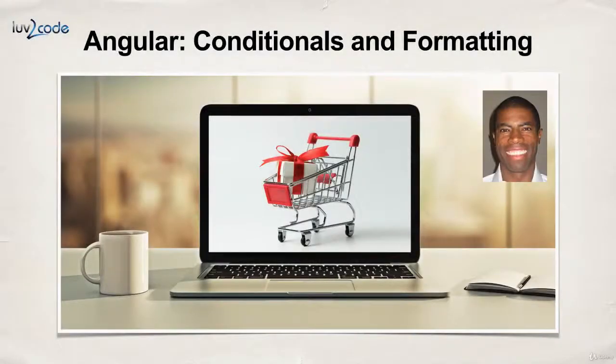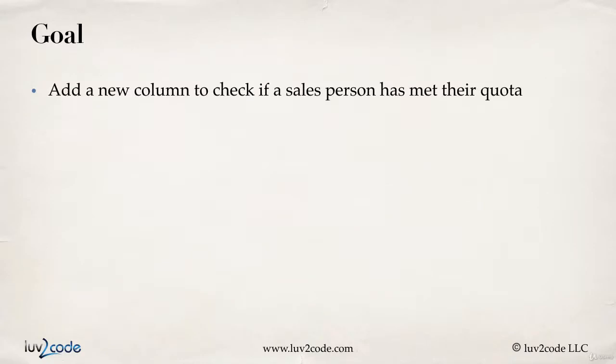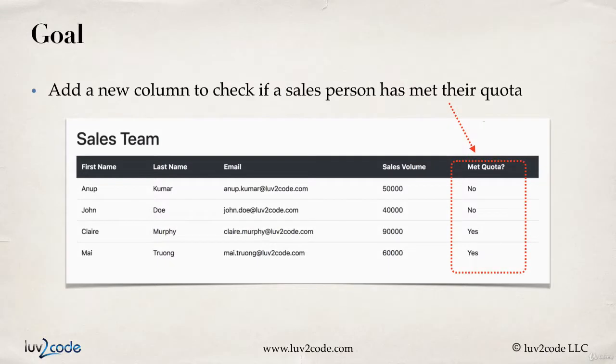In this video, we're going to use Angular for conditionals and formatting. So our goal here is that we want to add a new column to check if a salesperson has met their quota. So in our table here on the far right, we'll have this new column called met quota, and then based on their sales volume, we'll have a value of yes or no if they've met their quota.